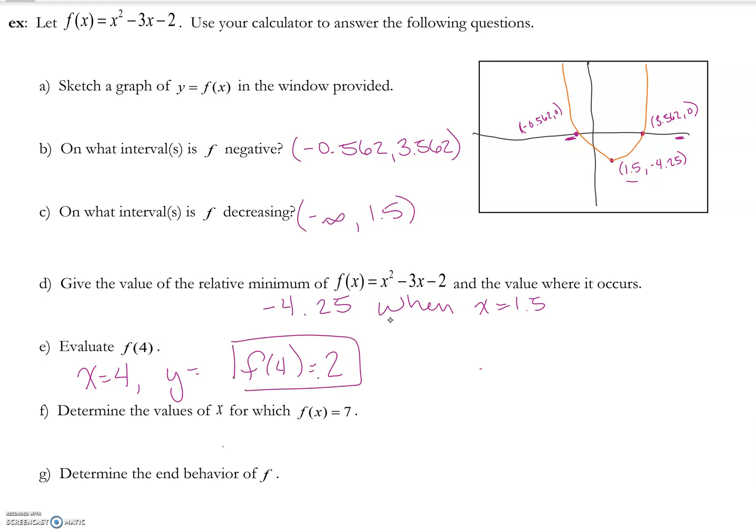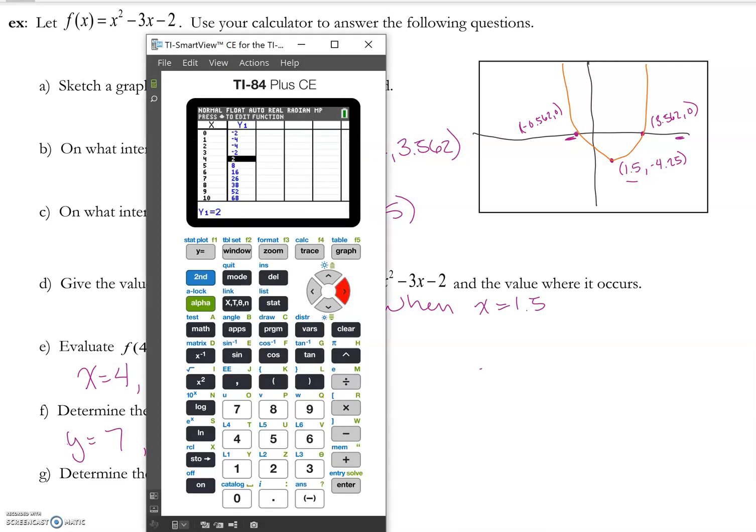For part F, determine the values of x for which f of x equals 7. That's saying when y equals 7, what does x equal? So if I go back to my calculator and I look at this table, I notice that there's no 7 in this y column, which means I'm going to have to use a different strategy. So I'll go to my y equals because I know that the y value is 7 on this function. So I'll type in a 7 for y2.